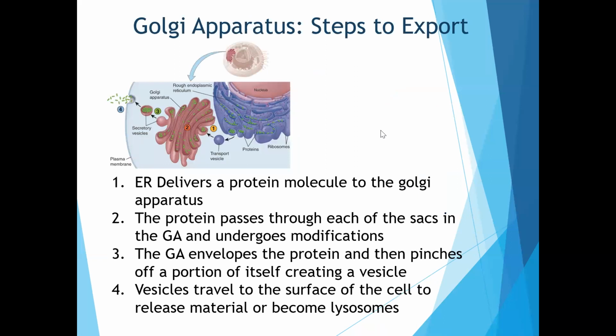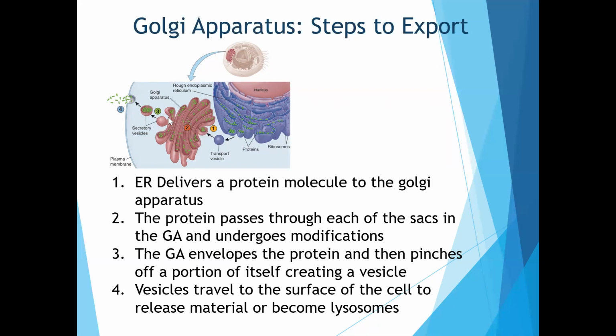All right, I don't need you guys to memorize these steps by any means. I just wanted you to get an idea for exactly how the Golgi apparatus does what it does. All I need you guys to know in terms of quizzes and testing is that the Golgi is what packages and sends out stuff. So in this case, we have a protein molecule coming from the ER to the Golgi. That's going to then pass through the different layers of the Golgi. It may make modifications to it. It's then going to envelop and package up the protein.